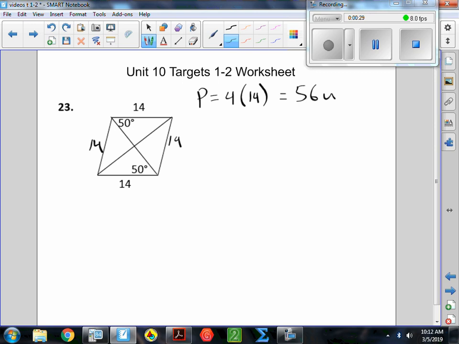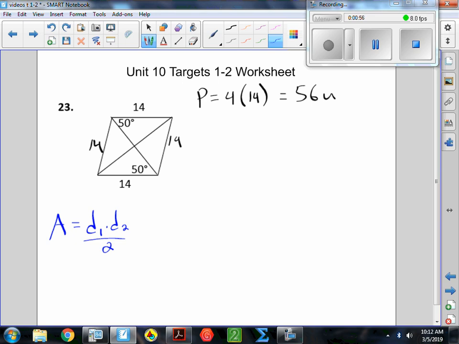Now to find the area, I'm going to find my diagonal lengths so I can use that formula. We have an area formula for a rhombus that is 1/2 times diagonal 1 times diagonal 2, or diagonal 1 times diagonal 2 divided by 2. That's the same thing.